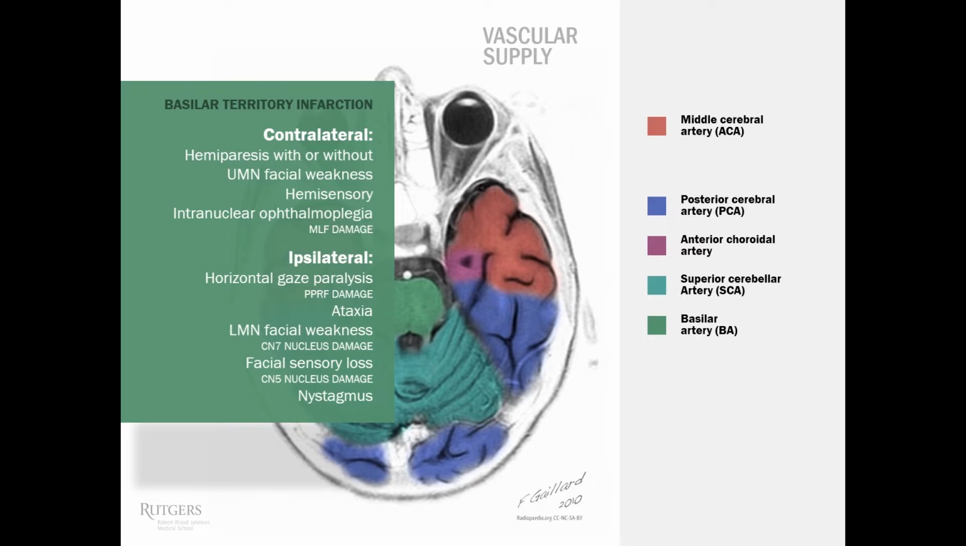It can also cause ipsilateral symptoms, including horizontal gaze paresis from pontine paramedian reticular formation damage, ataxia from damage of fibers that are going to the cerebellum, lower motor neuron facial weakness from cranial nerve nucleus of 7 damage, facial sensory loss with cranial nerve nucleus of 5 damage, as well as nystagmus.